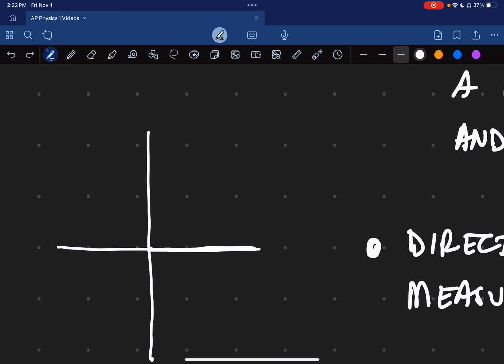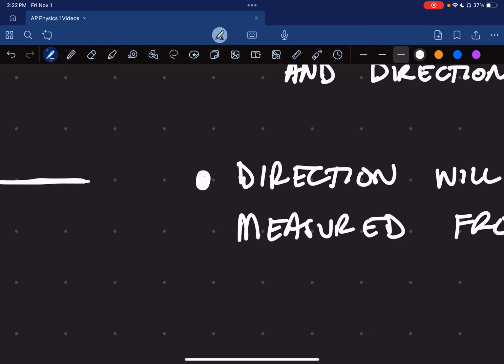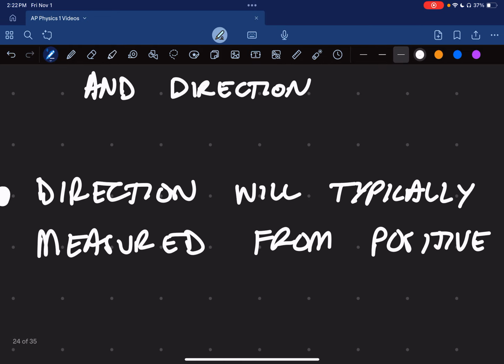And of course, if we're down here, we would have an angle from the positive x-axis. Typically in the fourth quadrant, we would have an angle measured from the positive x-axis, but it would be going in the opposite direction here. And typically this angle will be negative if we're going this way. Okay, so we'll get to that when we do some examples.